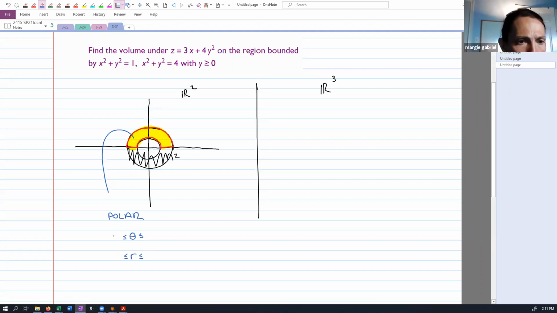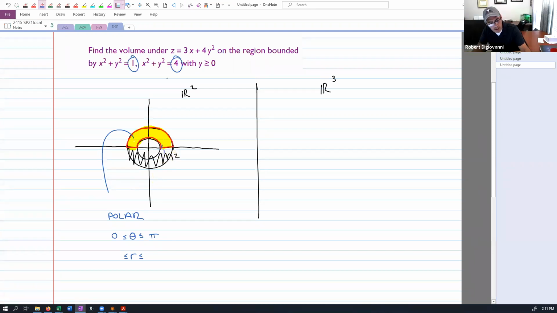Theta has to be between 0 and pi. Good. And radius? Radius has to be between 2 and 4. I think the inner one was not 1, right? Sorry, 1 and 2. The inner radius is 1, the outer radius is 2, so 1 and 2. Everyone agree? That's it? Okay, good.